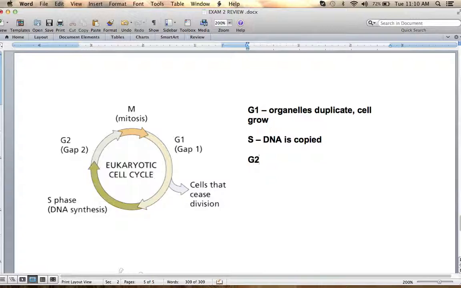And in the G2 phase, that's another growth phase. There is some protein synthesis to get ready for mitosis and just some more cell growth. And then finally, in the M phase, in mitosis, that's where the cell actually duplicates itself.